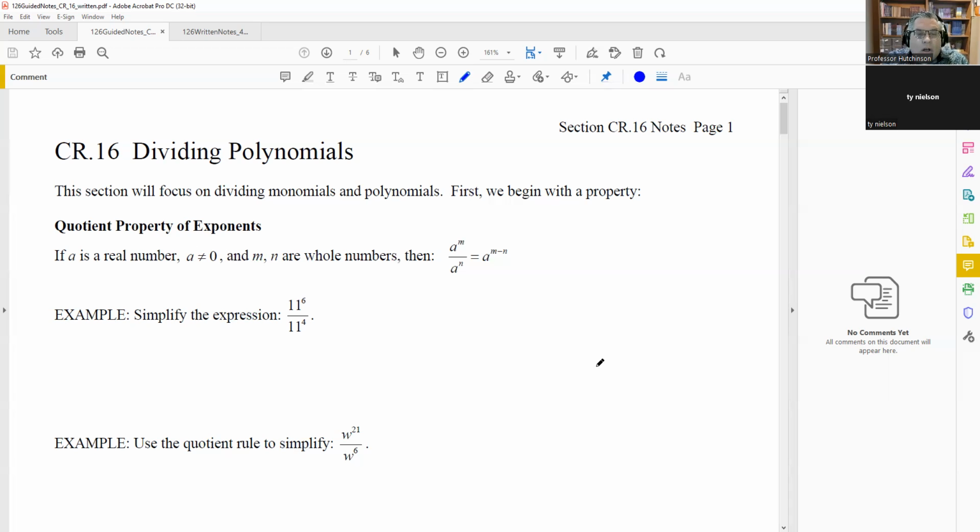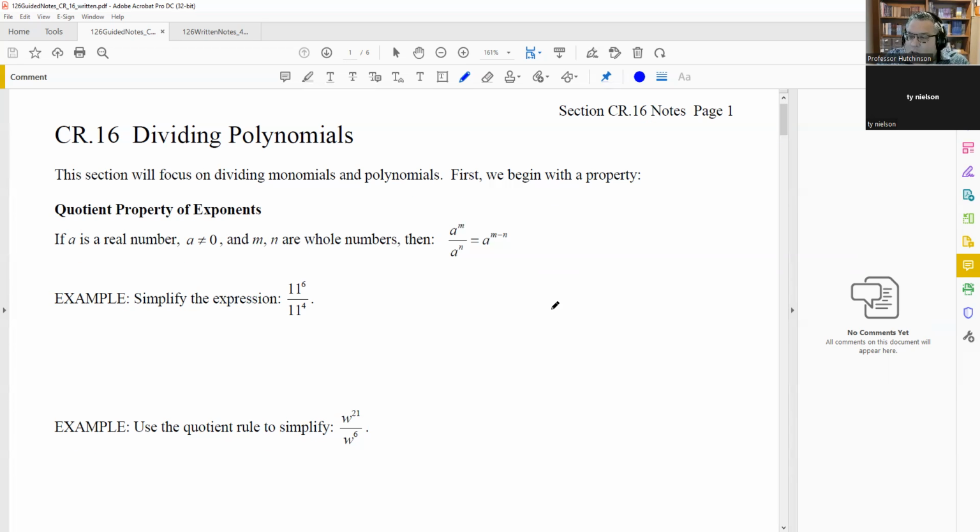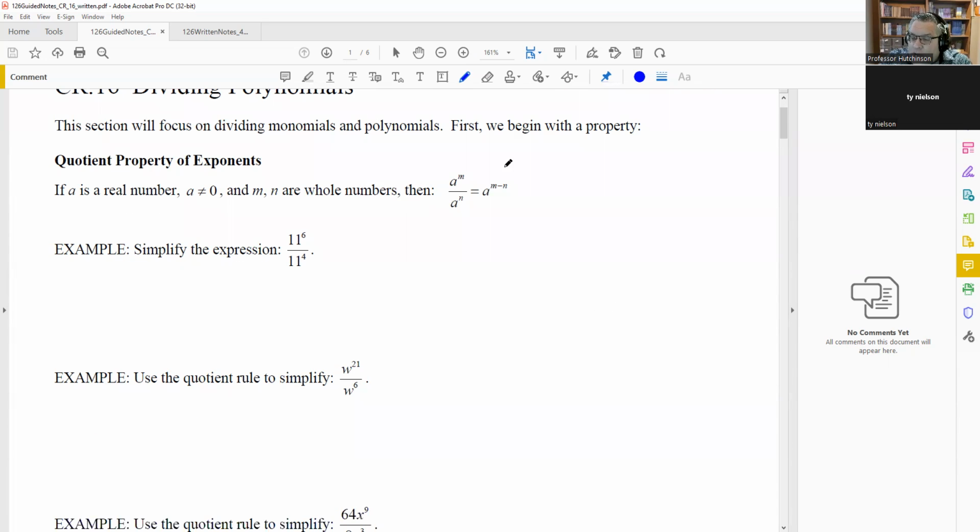So we're going to go ahead and jump into CR 16 here. This is a little bit of review. This is another one of these co-requisite review sections, but we do need this in order to do 4.6. That's why we're going to review this. Some of this is going to be review for some of you watching. Some of you may not have seen this for a while, so we're just going to do this to get everybody on the same page.